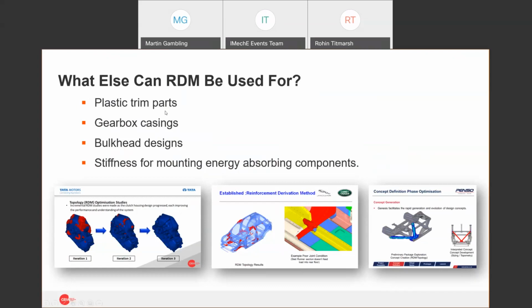It also works on trim parts. It can create shell rib structures as candidates. It's just a really flexible tool, and that's a real objective of ours, is to get those tools used so that optimization is used more daily.